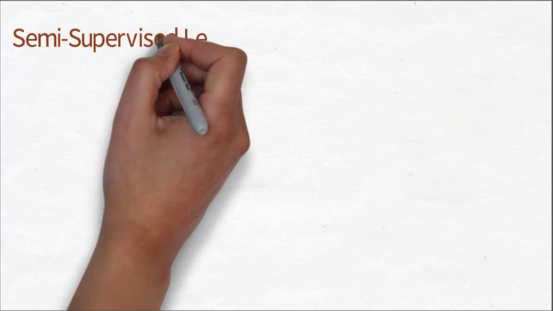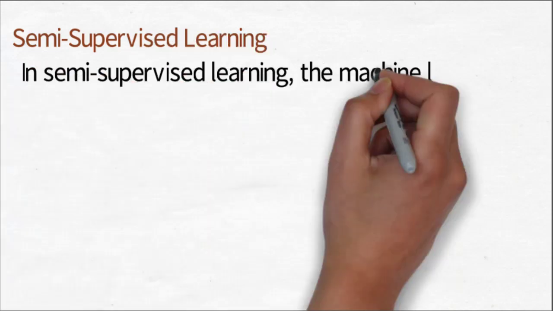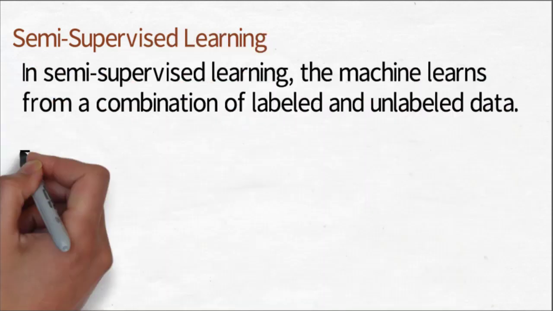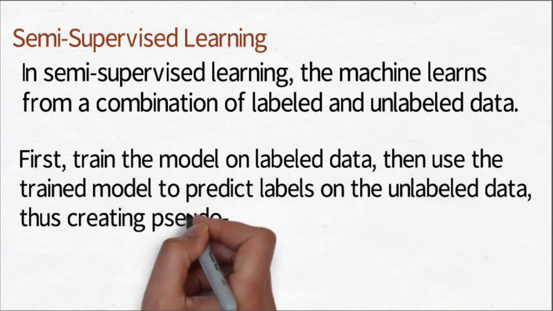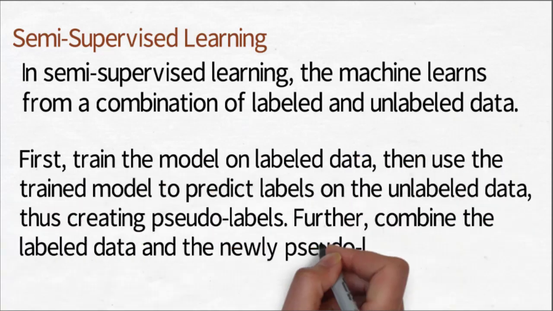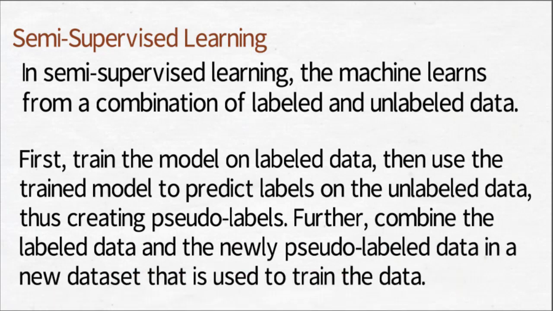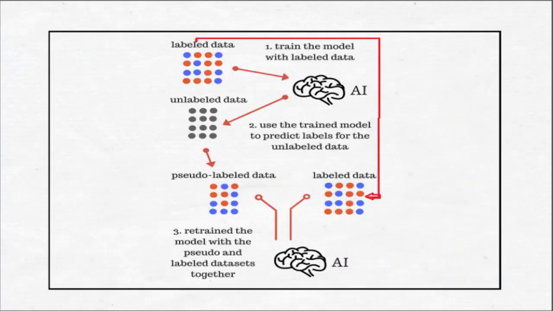In semi-supervised learning, the machine learns from a combination of labeled and unlabeled data. First, train the model on labeled data and then use the trained model to predict labels on the unlabeled data, thus creating pseudo-labels. Further, combine the labeled data and the newly pseudo-labeled data in a new dataset that is used to train the model.